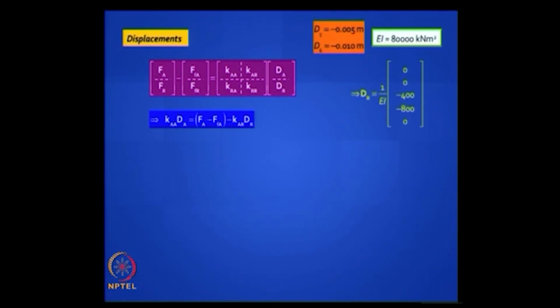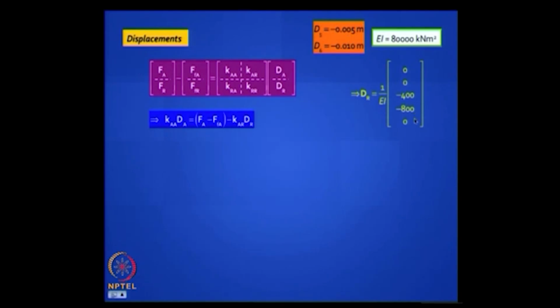In this case you have support settlements, so DR is given as, we did this earlier, minus 0.005 meter, minus 0.010 meter at 5 and 6 coordinates, but EI is 80,000. You have an option either to plug in 80,000 in the stiffness matrix, or you try to get rid of EI by converting these deflections in millimeters to equivalent EI terms. You understand? In other words, if you multiply these two with 80,000, you can write this as 1 by EI into minus 400 minus 800. In short, if you take this product, you will get minus 0.005 meter.